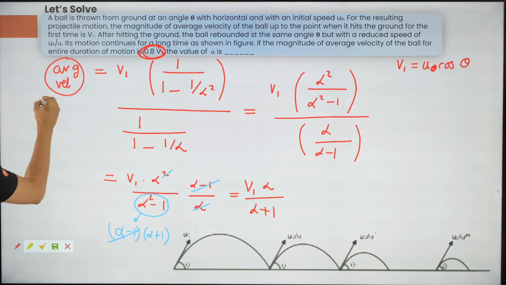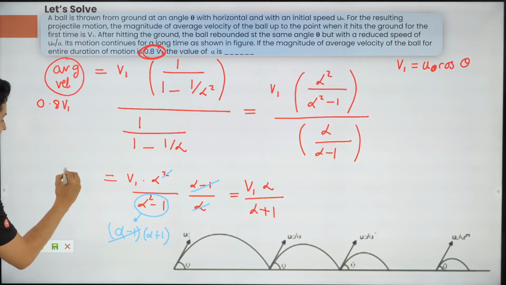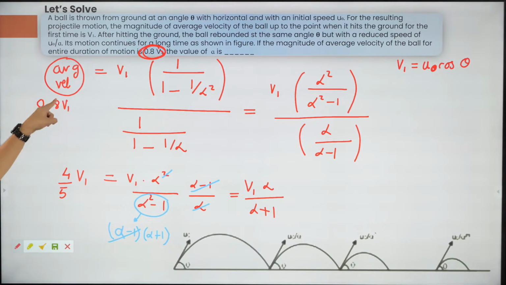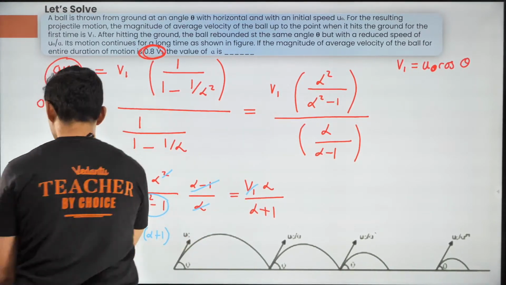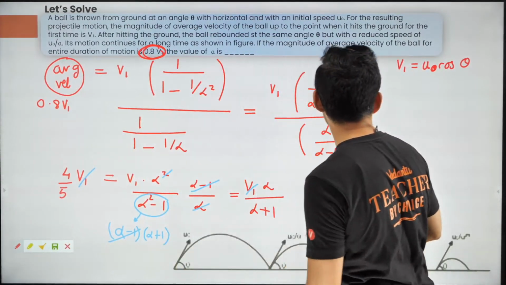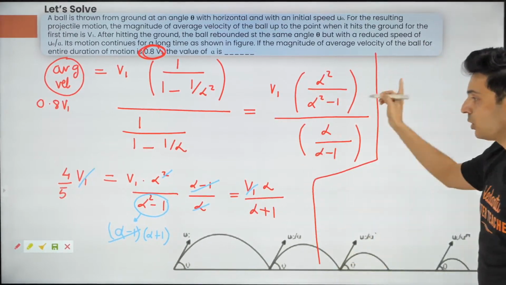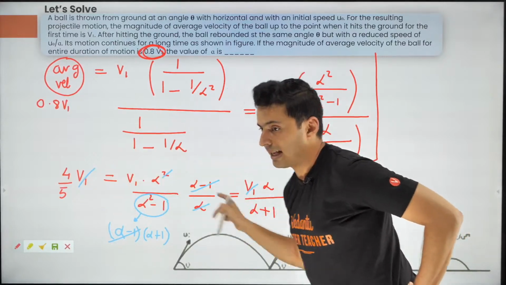So what is 0.8 V1? 0.8 V1 is nothing but 4 by 5 times of V1. Isn't it right? Now just cancel this V1. V1 cancels, and let's just rearrange this and see what do we get. I don't need this anymore, so I'll just do it over here in the small piece. So just cross multiply. V1 and V1 got cancelled.